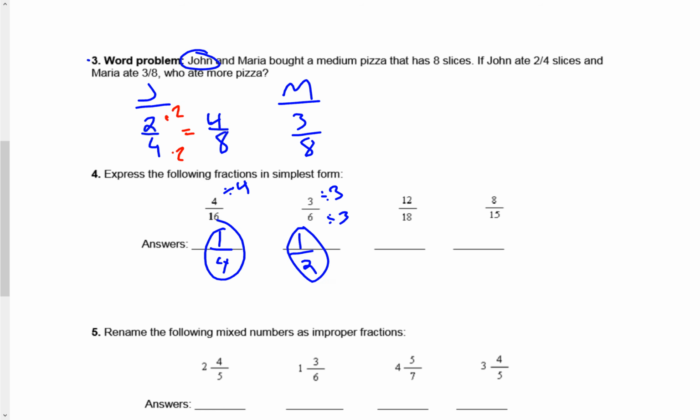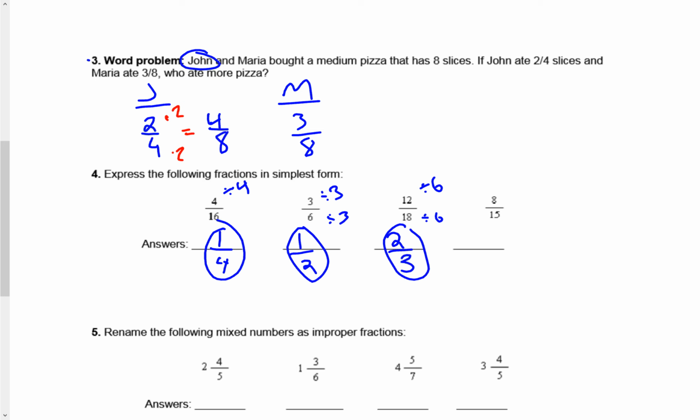12/18. We can divide them by 2. Anything bigger? 3 might work. Or 6, I think, works. I think that's the biggest one. So let's divide it by 6. Let's try 6. 12 divided by 6 is 2. 18 divided by 6 is 3. So we get 3/8. I mean, 2/3. 2/3 is our reduced answer there.